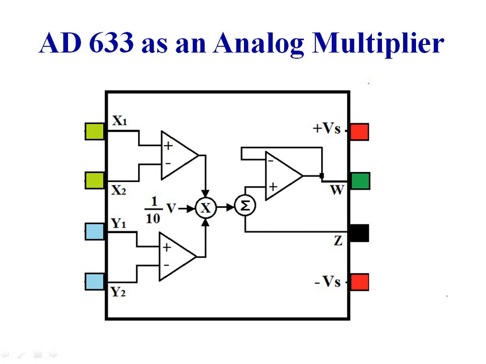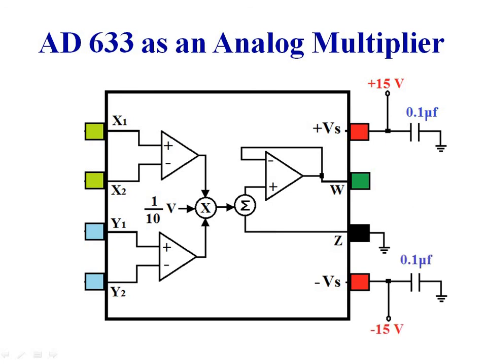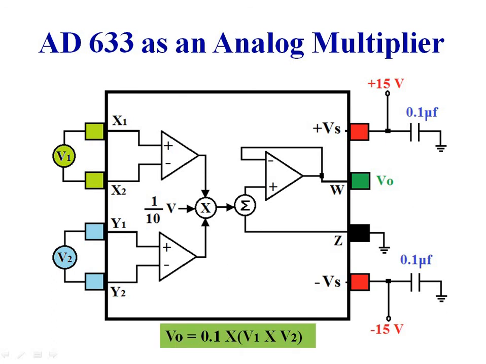AD633 as an analog multiplier. Plus 15 volt, minus 15 volt applied to plus Vs and minus Vs respectively. Input signal V1 applied to first two inputs 1 and 2. Input signal V2 applied to the second inputs between 3 and 4. External input Z is connected to ground. So V0 is equal to 0.1 into V1 into V2.